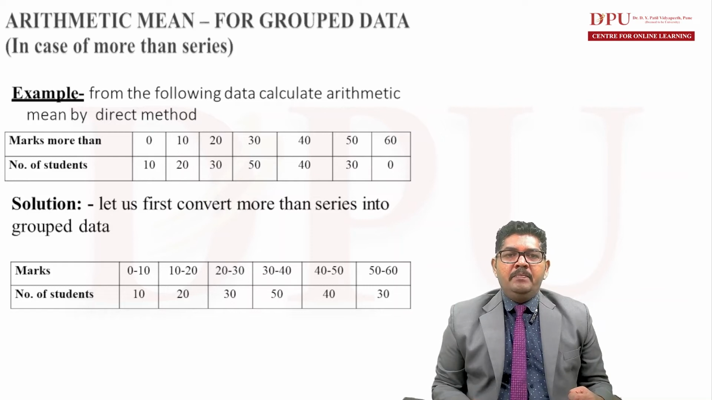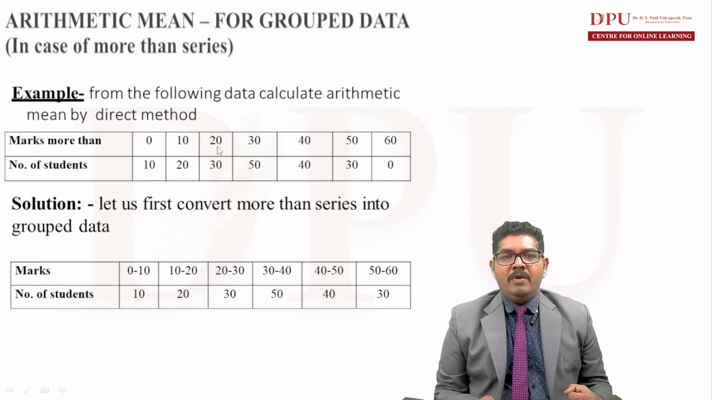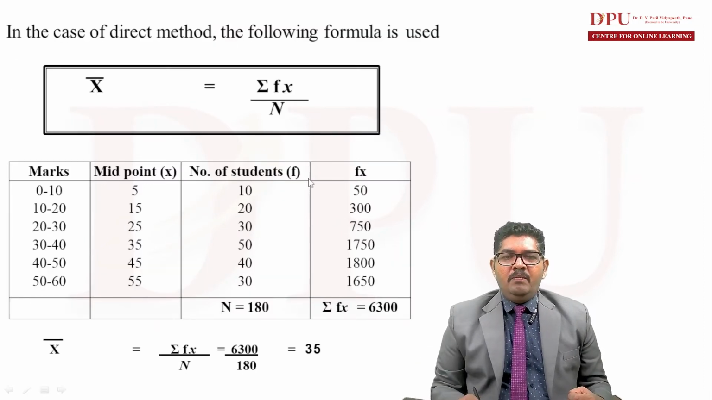Then arithmetic mean in case of more than series. More than series means there are 10 students who got more than 0 marks, 20 students who got more than 10 marks, 30 students who got more than 20 marks, and so on. Now we need to convert this data again into classes. The first class will be 0 to 10, the second 10 to 20 and so on, with these numbers of students. So we get the same problem. Once we solve it using the direct method, we get the same result, 35, as the arithmetic mean.